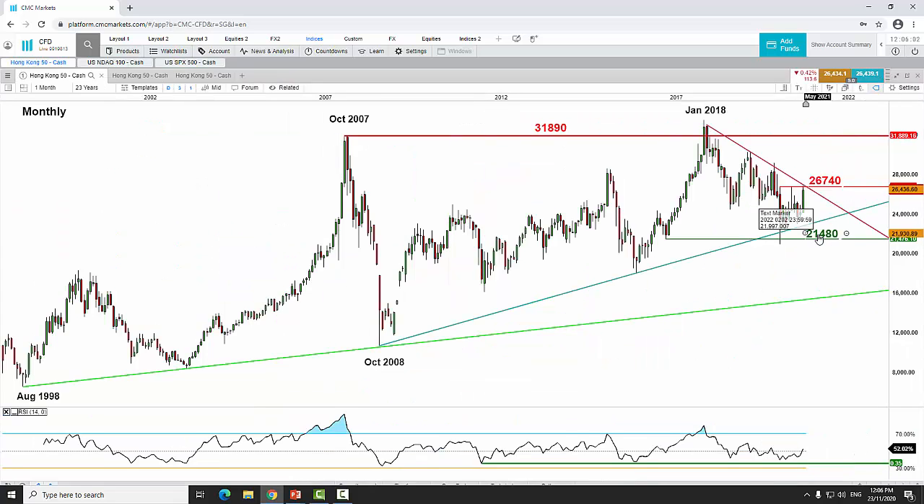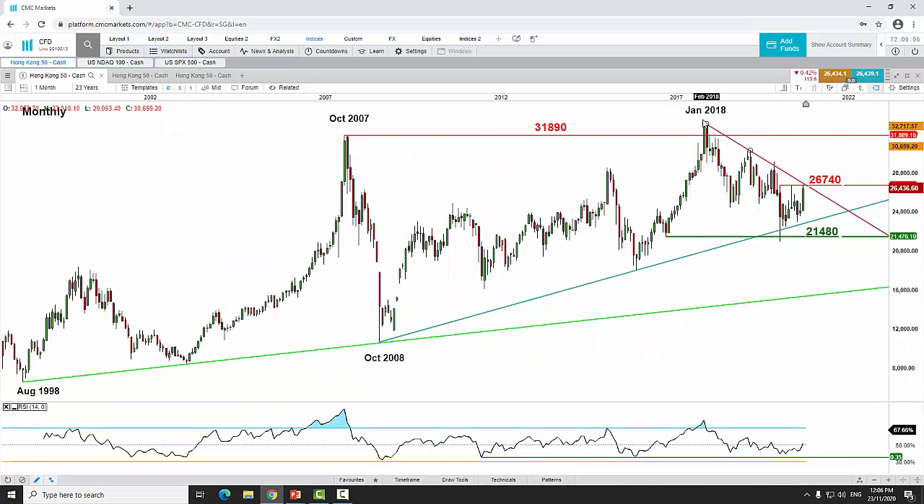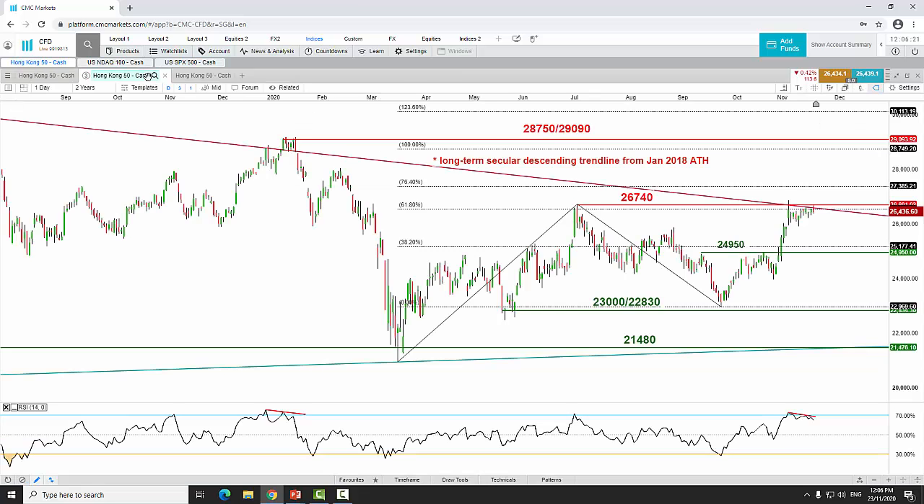Okay, the key highlight will be this major descending resistance from its current all-time high, that is January 2018, acting as a resistance at 26,740, which is still pretty much intact. 4 hour chart, sorry, before the daily chart. Okay, let me share with you all two interesting technical elements on the daily chart.